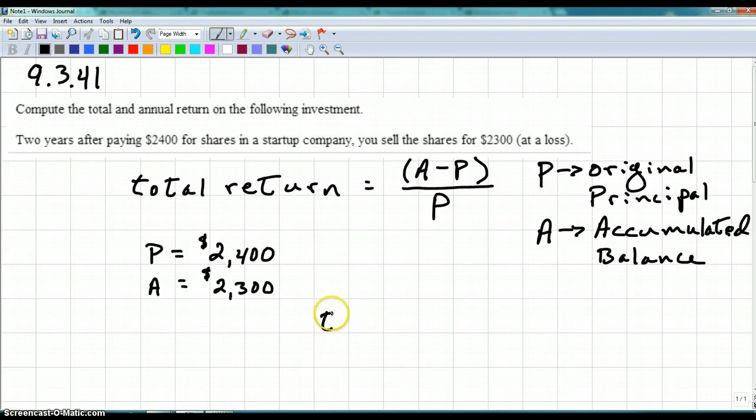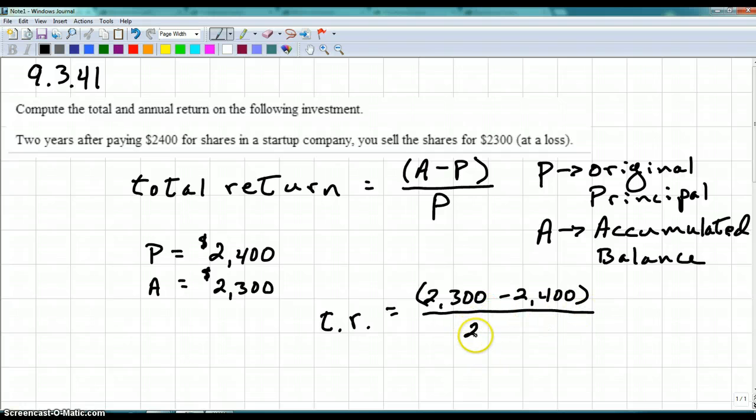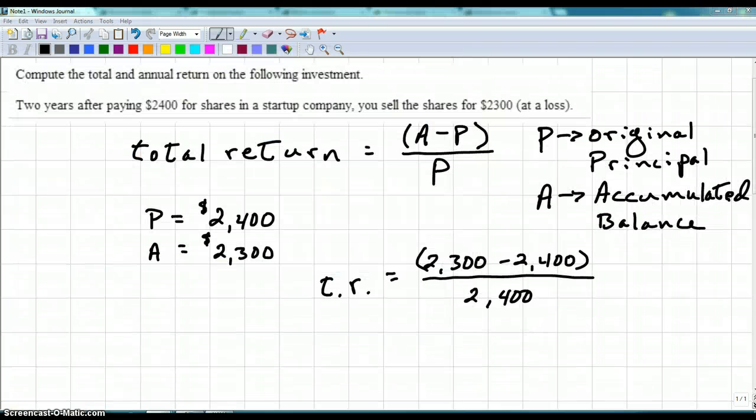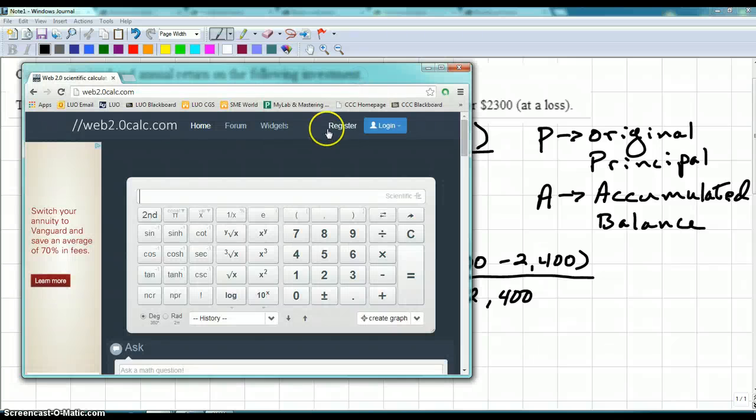So TR, our total return, is going to be equal to $2,300 minus $2,400. And then we're going to divide that by $2,400. All right, so for this problem, we have 2,300 minus 2,400 divided by 2,400. We're going to use web2.0calc.com to do the calculations.